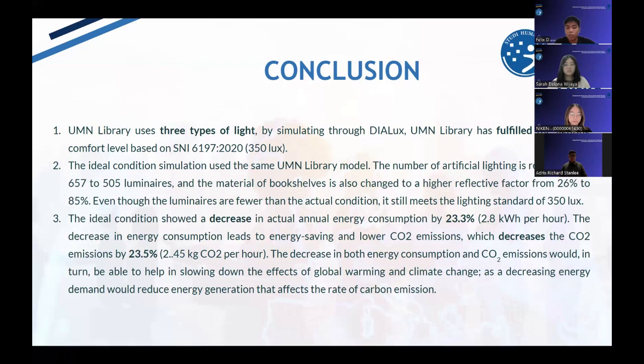This decrease would be able to help in slowing the effects of global warming and climate change, as a decreasing energy demand would also reduce energy generation that affects the rate of carbon emission.